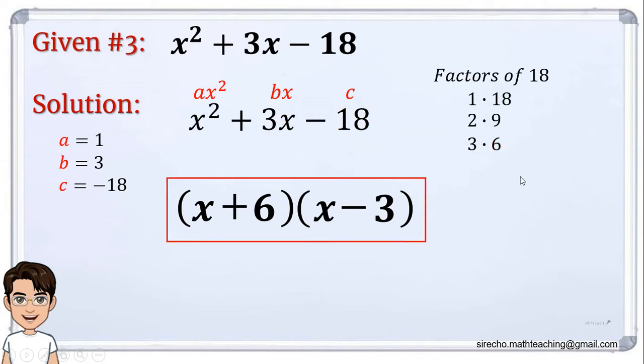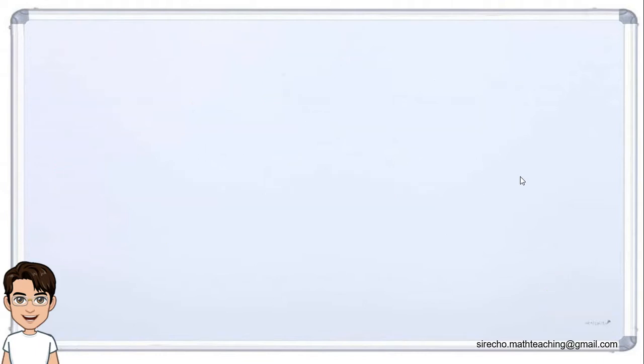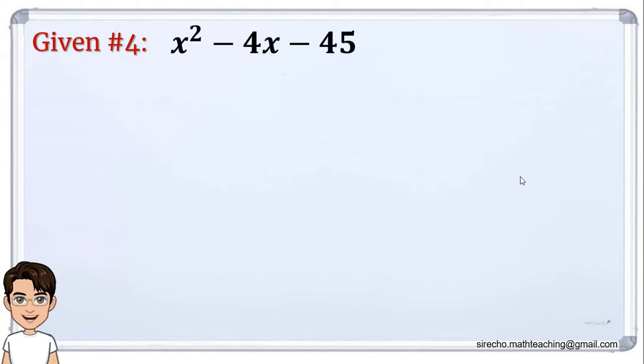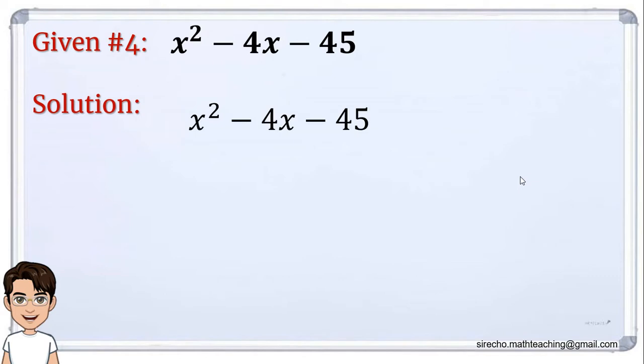The quantity of x plus 6 times the quantity of x minus 3. And that's all. Now, let's have our last example for the quadratic trinomial factoring. Now, we have x squared minus 4x minus 45. So, if you will notice, parehas na negative ang ating middle term at ang ating last term. But still, same process ang gagamitin natin. What are the values of A, B, C? So, we have here A equals 1, B equals negative 4, and C equals negative 45.